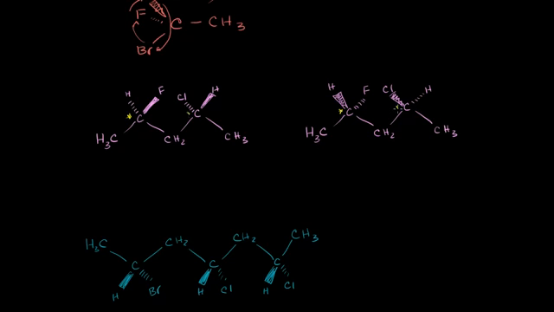So each of these molecules has 2 chiral carbons. And it looks like they're made up of the same things. And not only are they made up of the same things, but the bonds are made in the same way. So this carbon is bonded to a hydrogen and a fluorine, and then 2 other carbons. Same thing here: a hydrogen and a fluorine. This carbon is bonded to a hydrogen and a chlorine. So it's made up of the same constituents, and they're bonded in the same way.